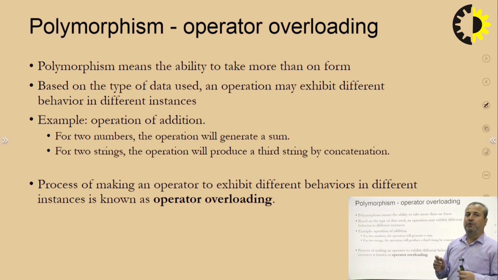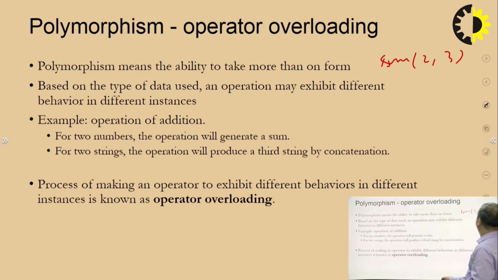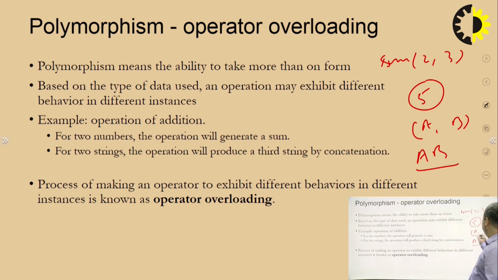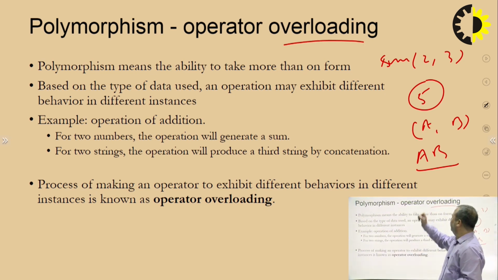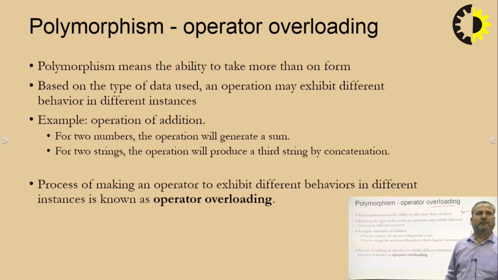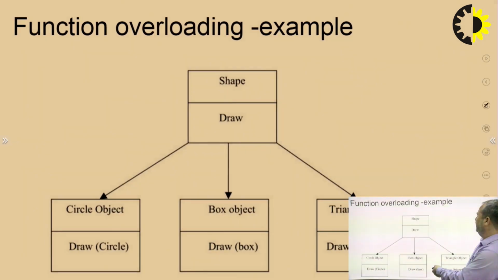Like sum: if we pass integers 2 and 3, it will sum to 5, but if we pass the strings a, b, it will simply concatenate. So here we are adding, but in terms of strings we are concatenating, while the function name is the same, sum. So different behavior under different instances is called polymorphism, and the implementation is called overloading. Similarly, operator overloading and so on.